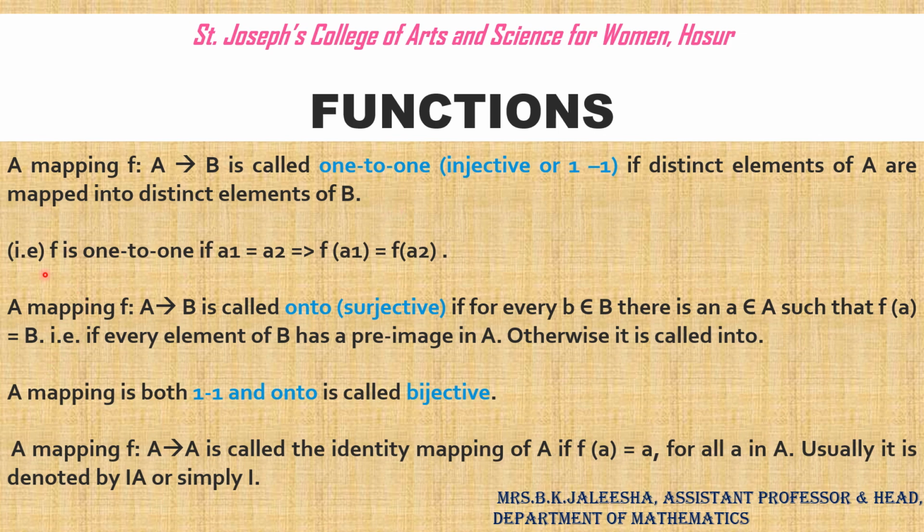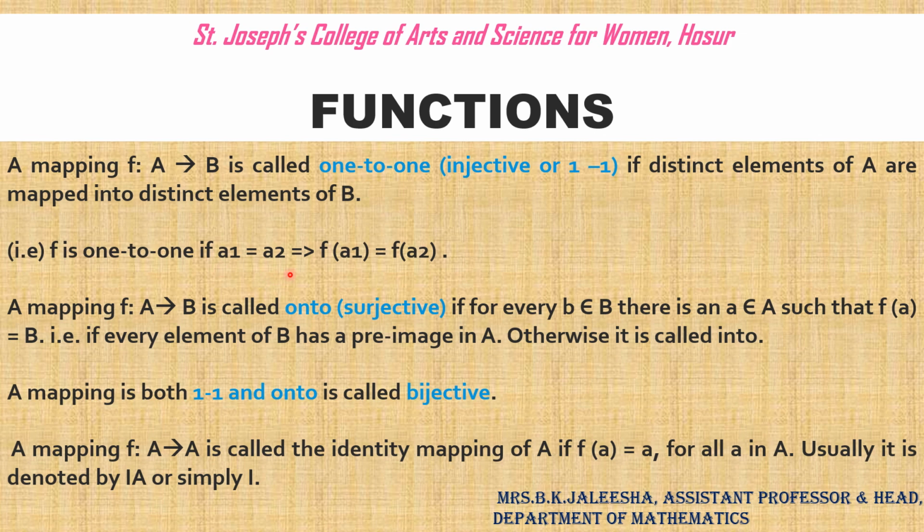Its condition is, if f is one-to-one, consider any two elements a1 and a2 from the domain set. Domain means in this function, the starting set A is called the domain, and where the answers will end, that is called the range set. So from domain A, we are considering two elements a1 and a2.